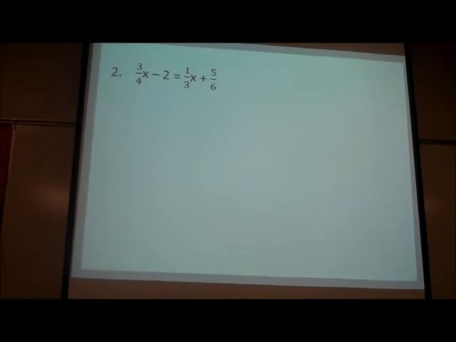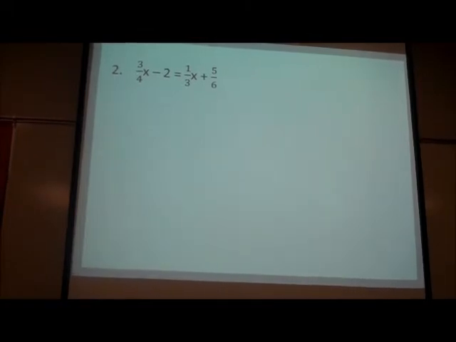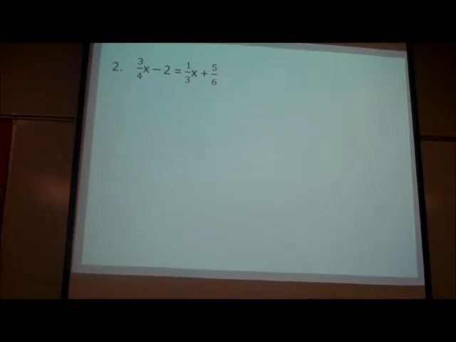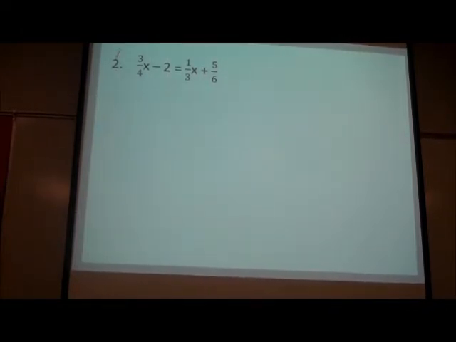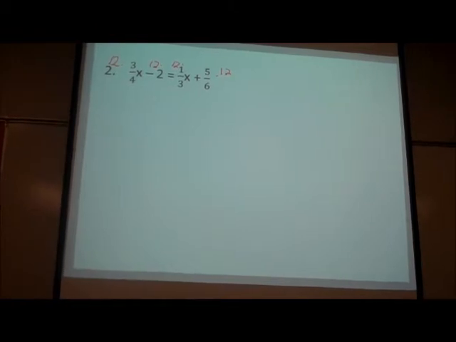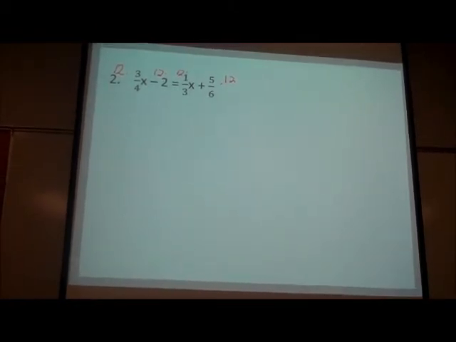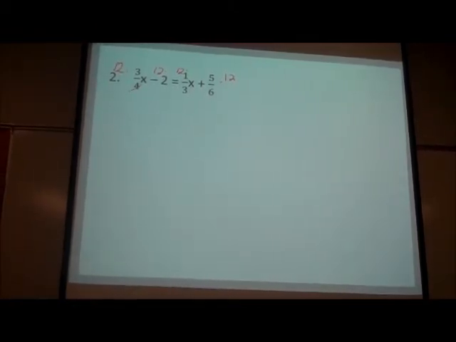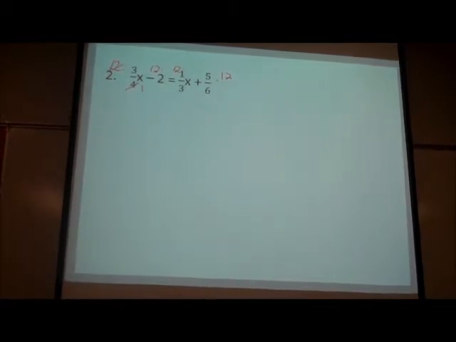Josh, focus here. What do 4, 3, and 6 all go into? 12. So I'm going to multiply everything by 12. Remember to include the 2 by 12 also. So we're going to multiply everything by 12 because that's the common denominator. So I'm going to do my canceling. 4 goes into 4 once, 4 goes into 12 3 times.